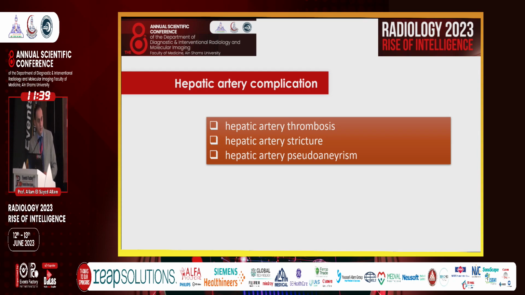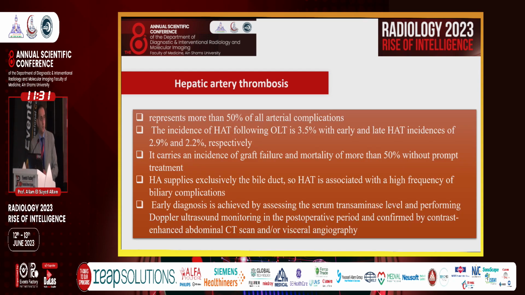Complications of the hepatic artery include hepatic artery thrombosis, stenosis, and pseudoaneurysm formation. Hepatic artery thrombosis represents about 50% of the hepatic artery complications that can occur after liver transplantation. The incidence is about 3.5%. It can occur early or late after liver transplantation. The exact predisposing factors are not known, but some factors can lead to this complication, like technical errors or a long segment of the hepatic artery itself. So early diagnosis is important.